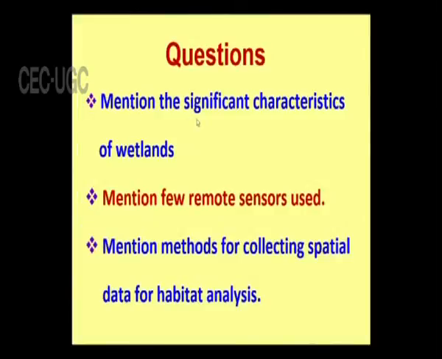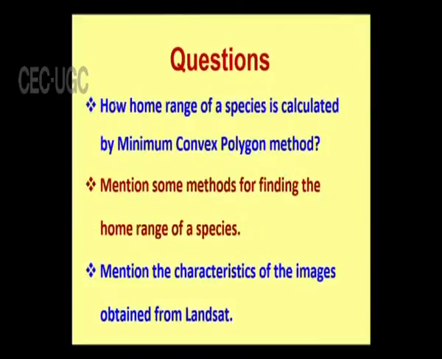Now, let us have some questions. The first question: mention the significant characteristics of wetlands. The second: mention a few remote sensors used. The third one: mention the methods for collecting spatial data for habitat analysis. The fourth one: how is the home range of a species calculated by the minimum convex polygon method? The fifth one: mention some methods for finding the home range of a species. And the last question: mention the characteristics of the images obtained from Landsat.